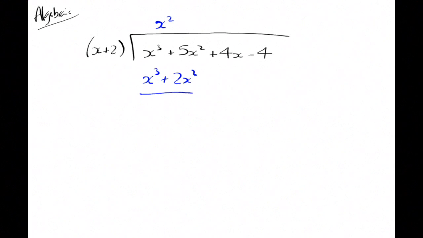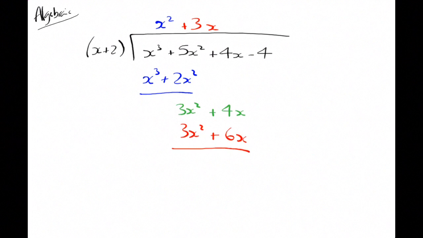Same as we did before, we're going to take them away. X cubed take away x cubed is nothing, that's the whole point. 5x squared take away 2x squared is 3x squared. Same as we did before, we're going to bring down that next number. That next number is a plus 4x. So we look at how many x's go into the 3x squared. Well, that's just 3x, so it's positive 3x. 3x times the x plus 2 is going to give us 3x squared plus 6x.